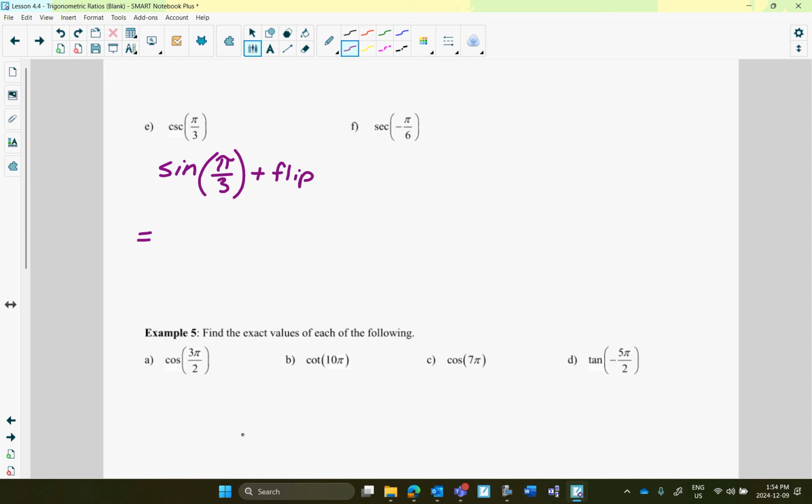Well, the sine of pi over 3, that's y. It's up here. So that's √3 over 2. And remember a flip. So my final answer is 2 over √3. So when you get one of the reciprocal ones, find its reciprocal and then flip it back.